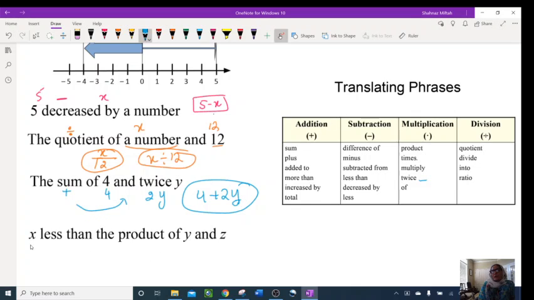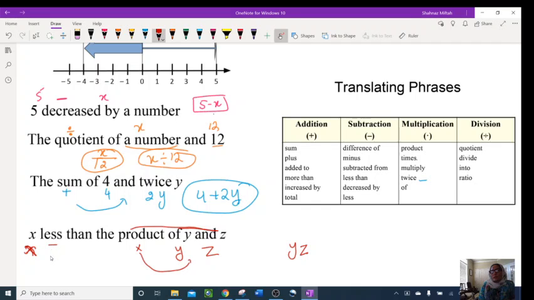x less than the product of y and z. So let's try. I'm going to use a different color. Now pay attention, you have subtraction. This is actually x, so you don't get confused. Less than the product of y and z. Do you guys see this? The product of y and z means this multiplication goes between them. So I'm going to write this like yz. You don't have to put the multiplication, it's understood. x less. So what is less? x is subtracting.